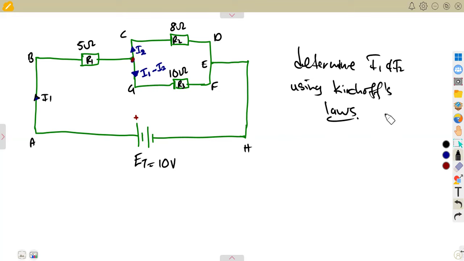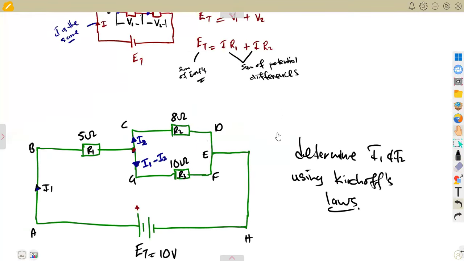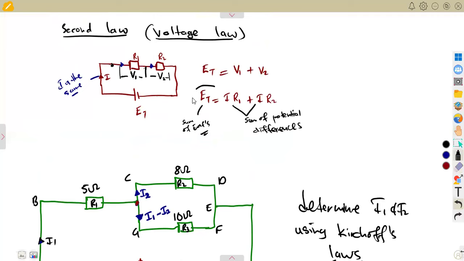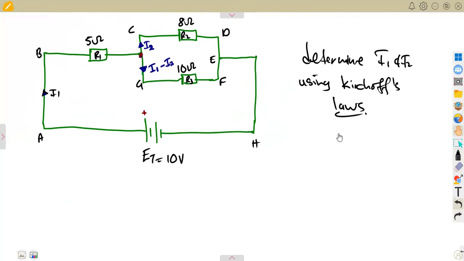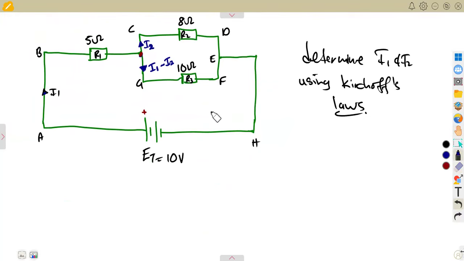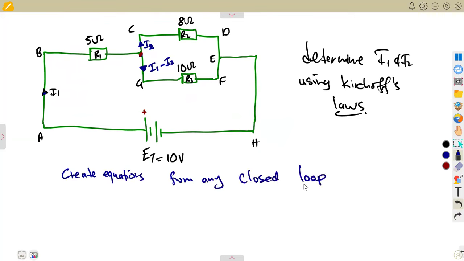So remember from your voltage law now, because we want to find this unknown, the voltage law also has the currents involved in it. So what you are going to do is create equations from the loop. You are going to find a loop of your choice. You create equations from any closed loop, as long as it's a closed loop. Okay, this is what I'm trying to say.